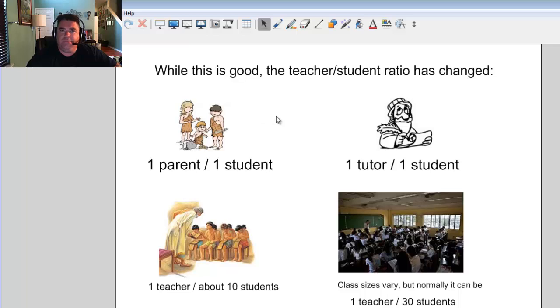While this is good, the teacher-student ratio has changed. Before, you had one parent to one student, or maybe two parents to one student. That's good. Or here, you'd have one tutor to possibly one student. In a small school setting, maybe one teacher or one instructor to 10 students. Now in our public school setting, class sizes vary, but normally it can be 1 to 30, one teacher to 30 students, maybe 1 to 25.